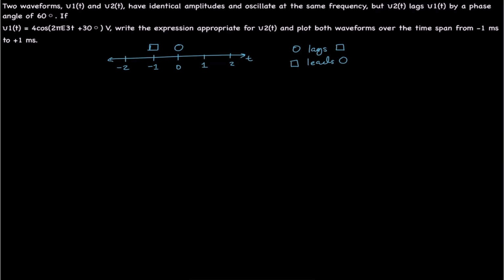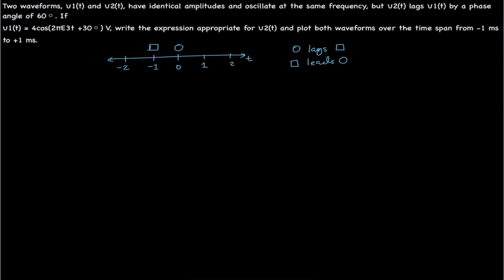So let's talk about lead and lag. Here we see that the square occurs earlier in time before the circle. So thus we can say the square leads the circle. And notice that the circle occurs later in time. So if it occurs at 0 and the square occurs at -1, that means the circle lags the square.